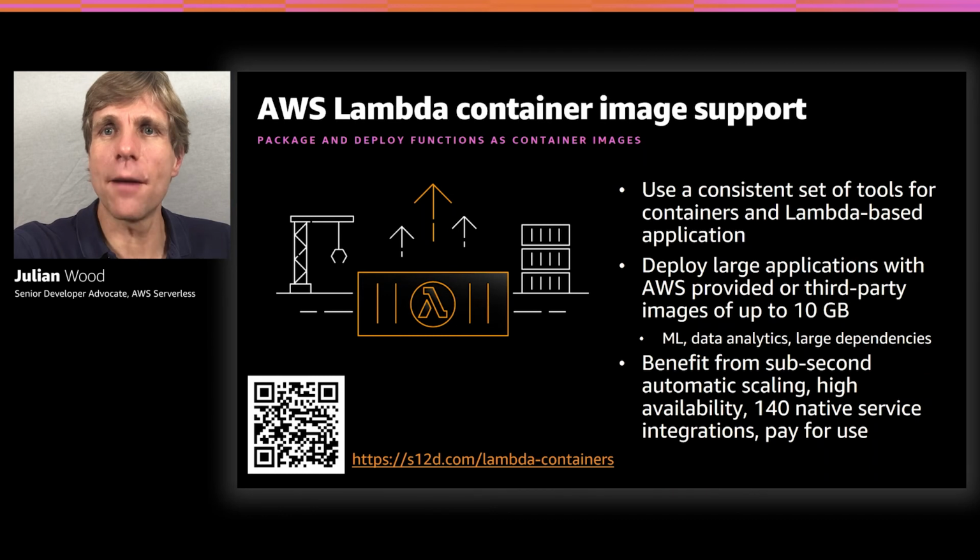But you still get the operational benefits of Lambda, also with a larger deployment package size of up to 10 gig compared to zip archives, which are a maximum of 250 meg. You still get to enjoy Lambda's automatic scaling, high availability, start times of typically tens of milliseconds instead of seconds, native integrations with 140 AWS services, and only paying for what you use.